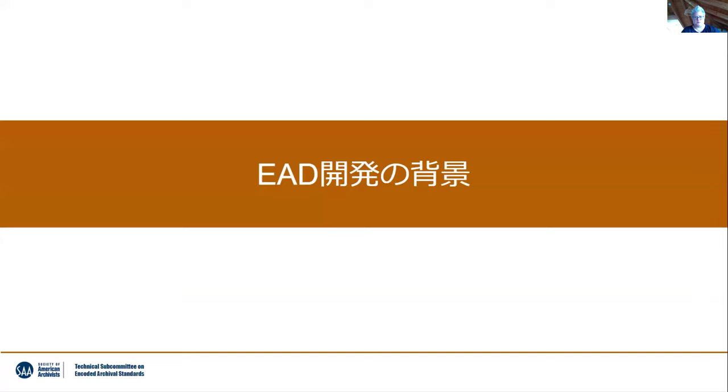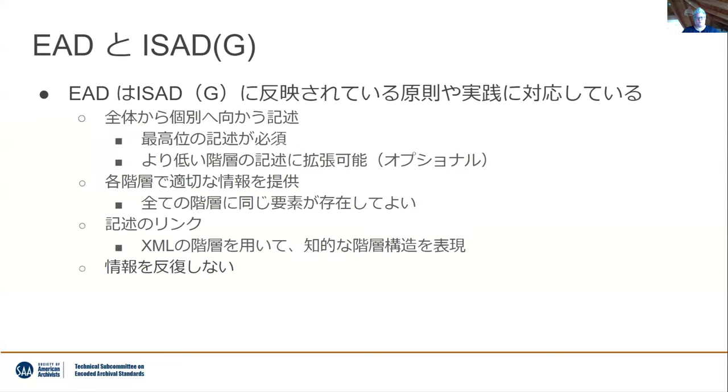And that brings me to the actual topic of today, EAD, the Encoded Archival Description. If we go to the next slide, I just wanted to give you a brief overview of how EAD came into place. As I mentioned earlier, EAD is very closely aligned to ISAD(G). So essentially, you will find the same principles and practices reflected in EAD that I mentioned earlier: the description from the general to the specific, information being shown on the level where it is relevant, non-repetition of information, and also the linking of descriptions. Next slide, please.